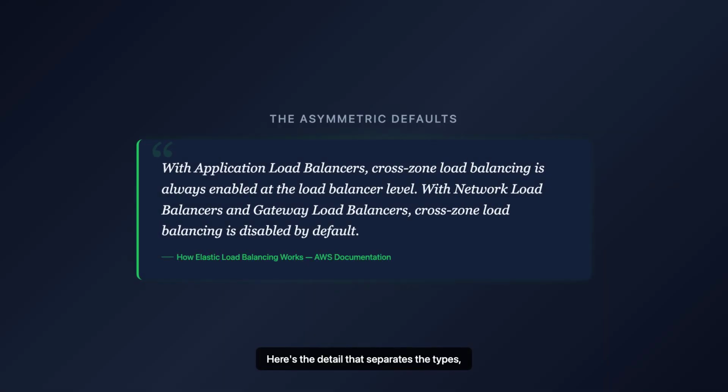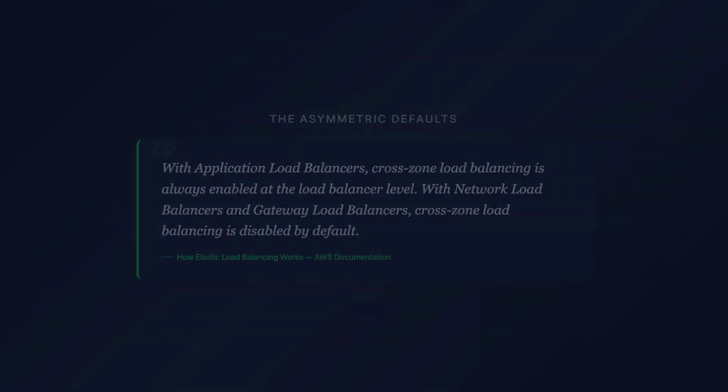Here's the detail that separates the types, straight from the docs. For application load balancers, cross-zone load balancing is always enabled. You can't even turn it off at the load balancer level. But for network load balancers and gateway load balancers, it's disabled by default. A handy memory aid: application equals always on. That asymmetry matters because if you deploy an NLB across uneven zones and forget to enable cross-zone, one zone can quietly overload even when your total fleet has plenty of capacity.